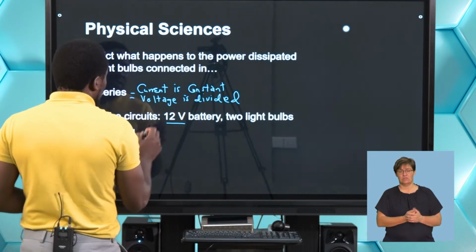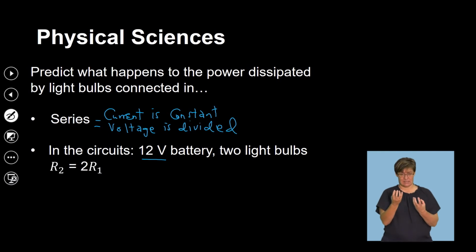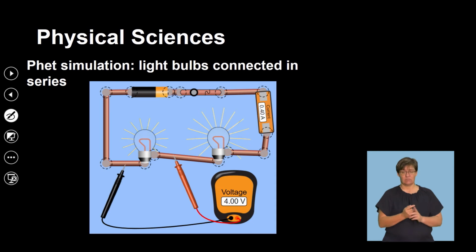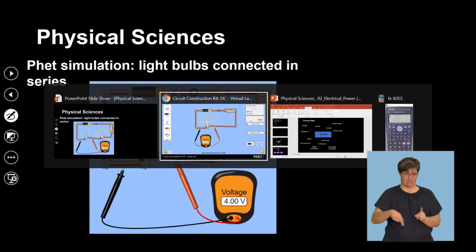So in this circuit, we'll have two light bulbs which will serve as resistors. One resistor has double the resistance of the other. So basically, this is what our circuit would look like. We just want to compare what happens in terms of power in that circuit. So let's go to the simulation.